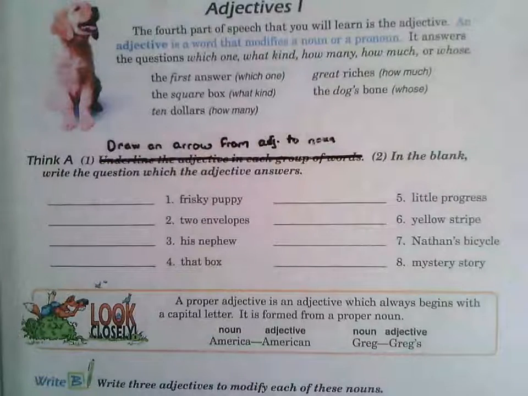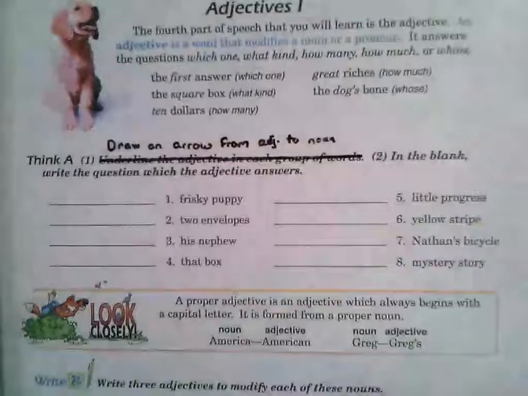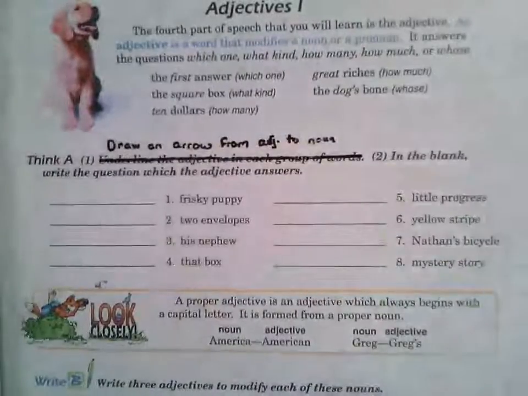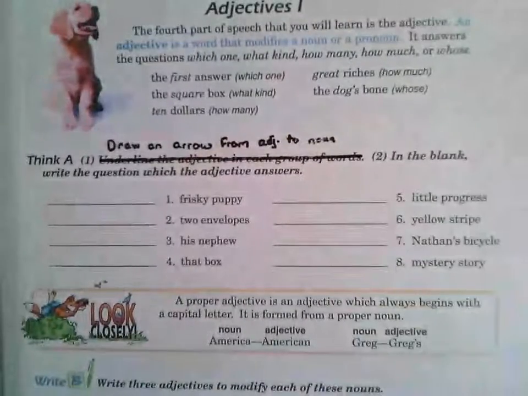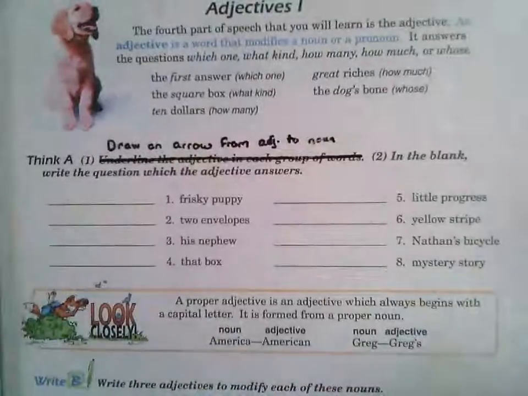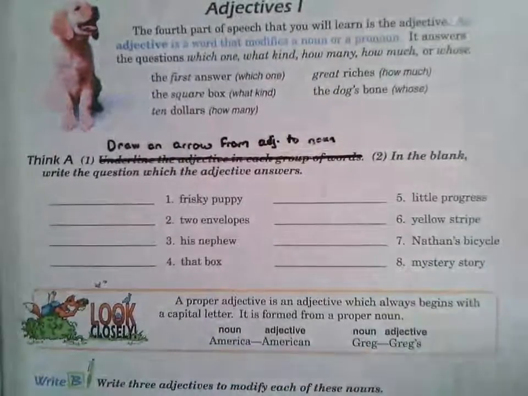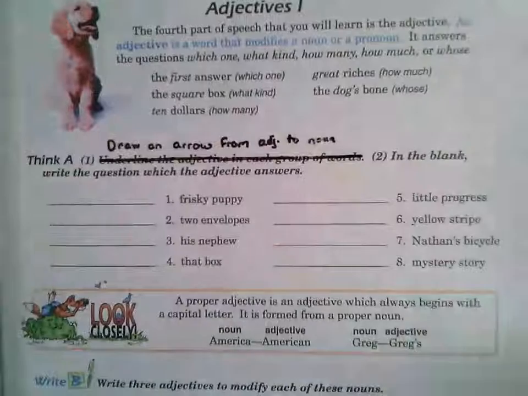So let's say them together with me. We're going to say them 5 times. Which one, what kind, how many, how much, whose. Hear the rhythm. Which one, what kind, how many, how much, whose. One more. Which one, what kind, how many, how much, whose.